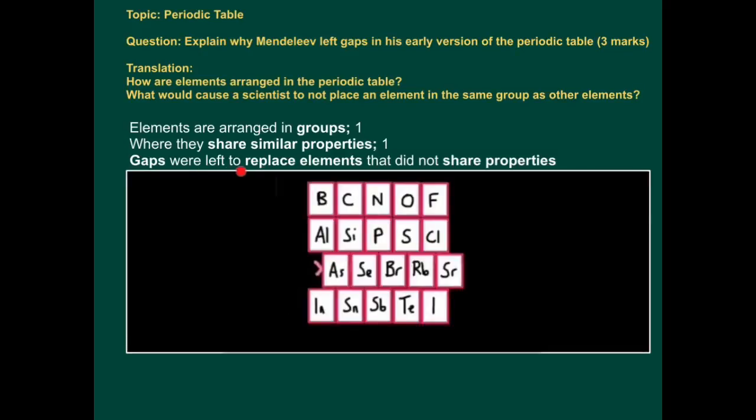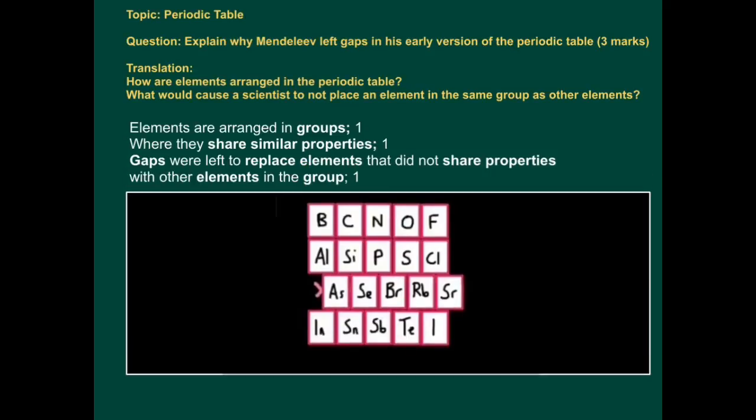So gaps were left to replace elements that did not share properties with other elements in the group. So if you imagine this was a group and you notice that this one didn't share the properties of this one, it probably meant it shouldn't go there. So Mendeleev used to sort of shift them along and leave gaps, assuming that something else which we haven't discovered, which needs to be discovered, will go in this group.